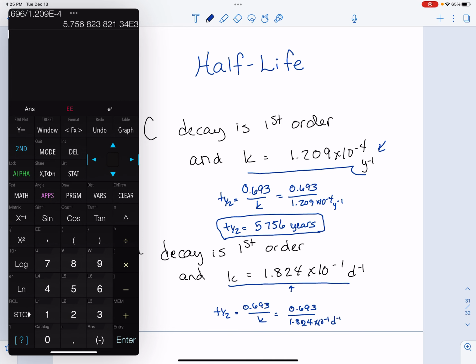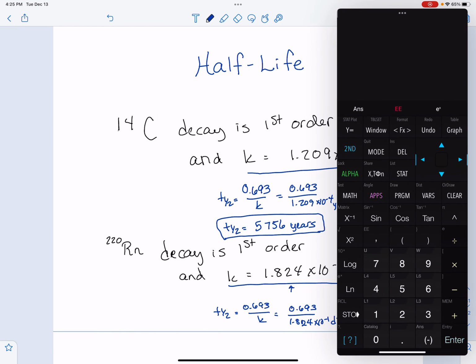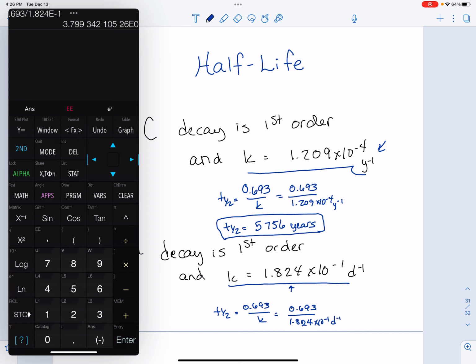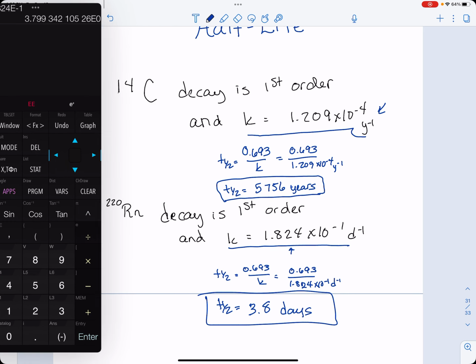So let's see what the half-life of the other substance is. The radon. Radon kind of matters, right? We don't want radon in our homes. So that number divided by 1.824 e to the negative 1. So that gives me that my half-life, and I don't have any exponents on that one, is 3.8 days. So it takes 3.8 days for it to be gone by half. So hopefully that makes more sense about why we're talking about it.